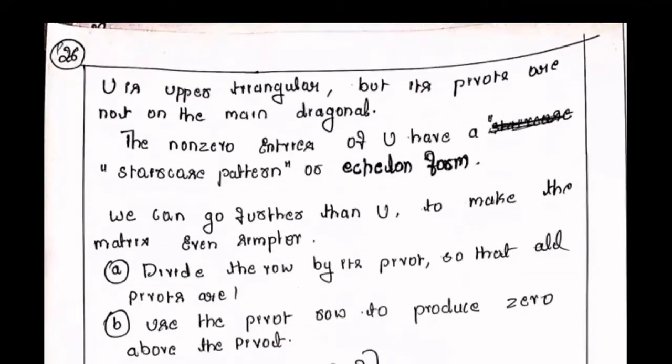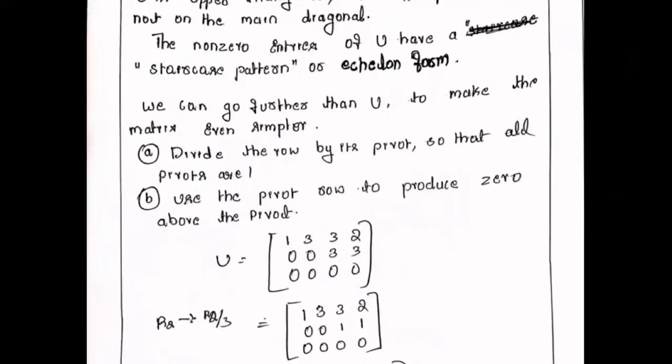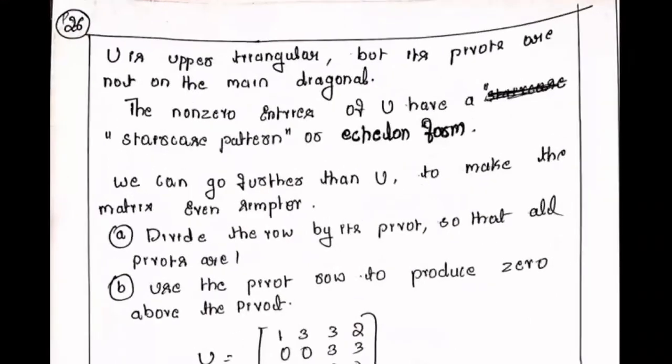Then here, whatever the echelon matrix we got, U is an upper triangular matrix, right? But its pivots are not on the main diagonal. That is the thing you observe, right? All are not in the main diagonal. Even though it's a rectangular matrix, not a square, we still have a pivot under the 3, right? So there is no main diagonal. The non-zero entries of U have a staircase pattern or echelon form.